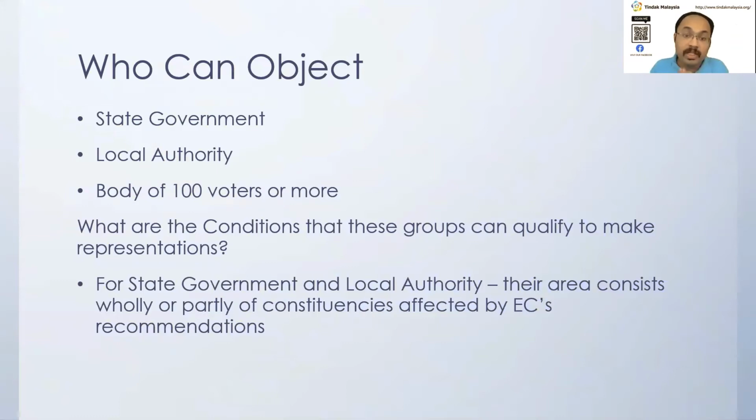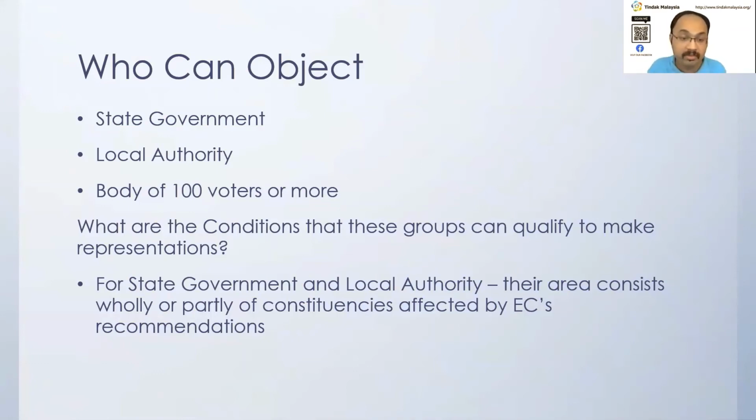For state government and local authority, their area should consist wholly or partly of constituencies affected by the EC's recommendation. That means there's some tinkering of the boundaries. Okay. I'm not very sure whether the Penang state government or local authority can also object if there is no alteration but the constituency name got changed. I think they should have the right to make an objection if the constituency name is not reflective of the area.